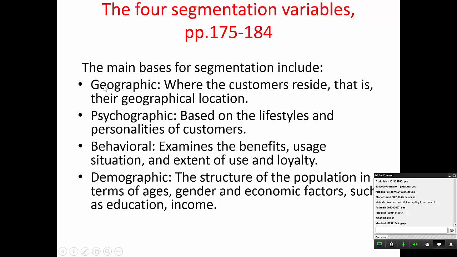Okay? The psychographic segmentation means that the company divides the market into different groups based on psychographic characteristics, like for example lifestyle or attitudes or opinions, okay, or personality, based on psychographical variables.